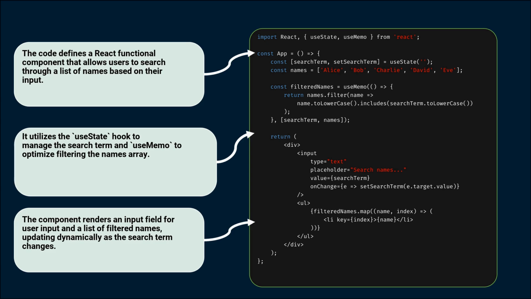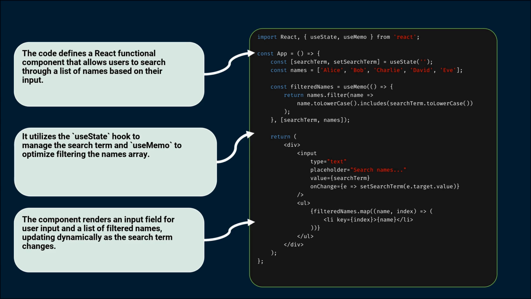The hook takes a function that filters the names array based on the search term. It checks if each name, converted to lowercase, includes the lowercase version of the search term. This filtering computation will only rerun when either search term or names changes, effectively memoizing the filtered results. This approach prevents unnecessary calculations on every keystroke and enhances performance.